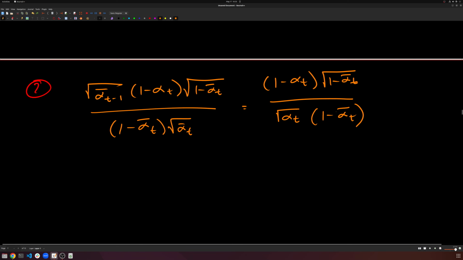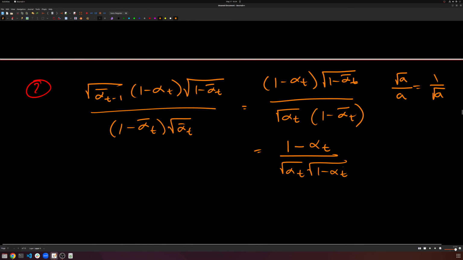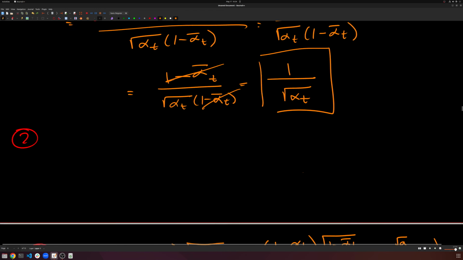Now, one more thing to notice is that this is like saying the square root of a divided by a. We have the square root of 1 minus alpha hat t and just 1 minus alpha hat t. So that's the same as writing 1 over the square root of a, right? We can simplify that. So this is then equal to 1 minus alpha t divided by square root alpha t and square root 1 minus alpha hat t. There we go. And so this is our second term. It's already done. So we now have the first term, we have a, and we have b.